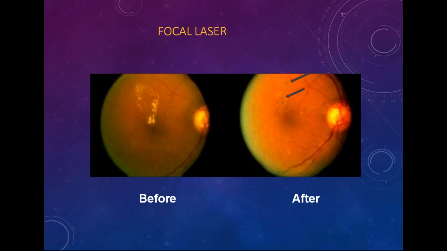These are the various treatments: pan-retinal photocoagulation, focal laser or grid laser, intravitreal anti-VEGF drugs. These are all the treatments for diabetic retinopathy. Whereas for vitreous hemorrhage and tractional retinal detachment, you have to go for vitrectomy.